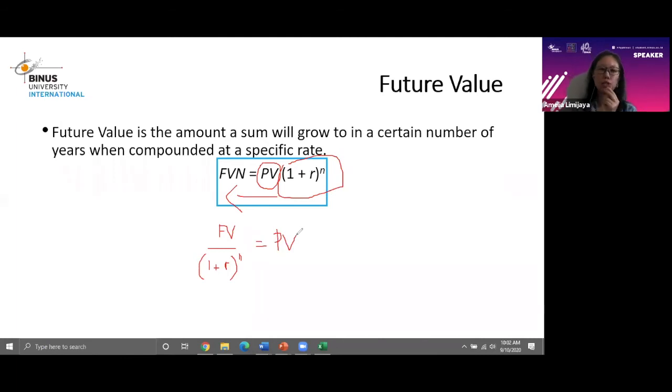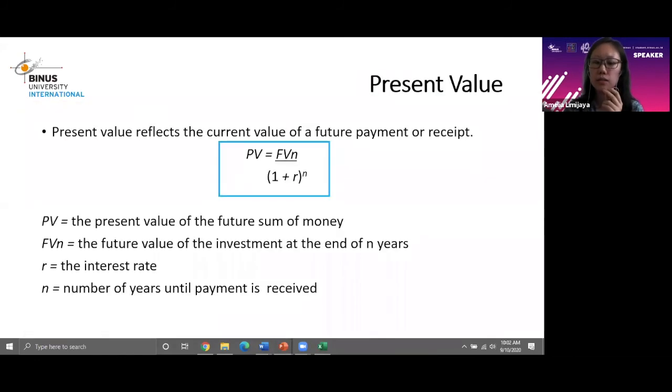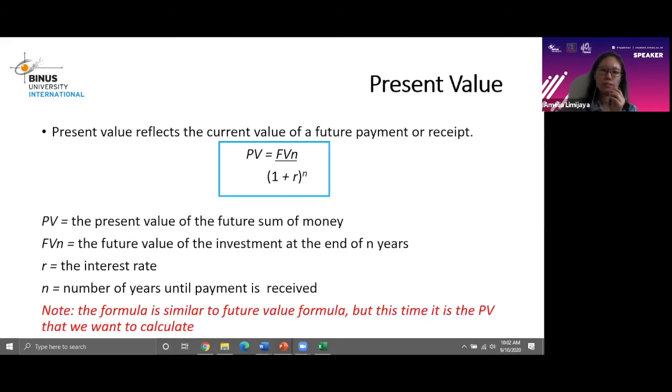So that's basically it. I'm just rearranging my equation. 1 plus r goes to the left-hand side, and that's my formula. Okay. I'm continuing to this PV slide. Here, so you'll get the idea of how this formula was derived. As I said before, the formula is similar, but this time it is PV that we want to know.